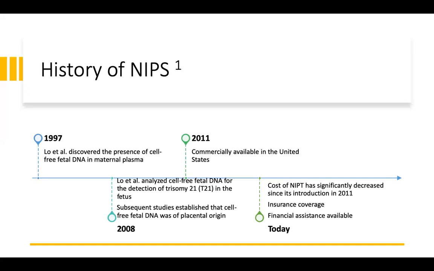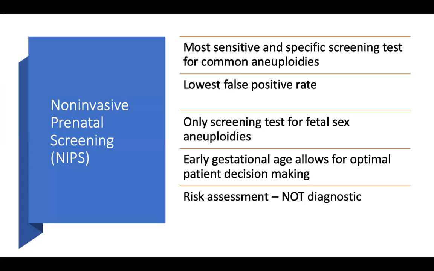That same year, they confirmed that the cell-free DNA of interest that they were looking at was actually of placental origin. NIPS then became available in the US in 2011 and is now available internationally, and the cost is significantly lower today than it was when it was first available. It's now covered by most commercial insurance companies for the average risk patient.